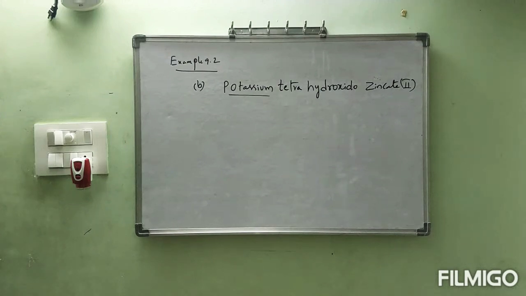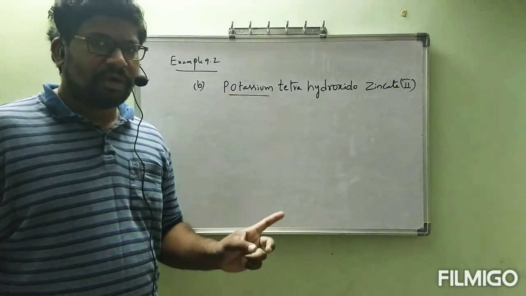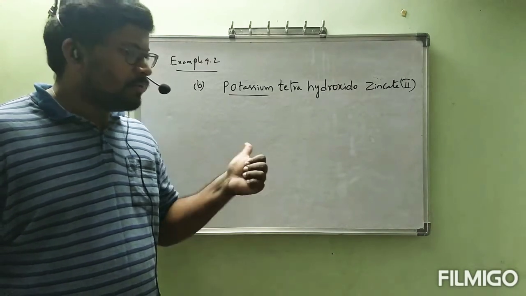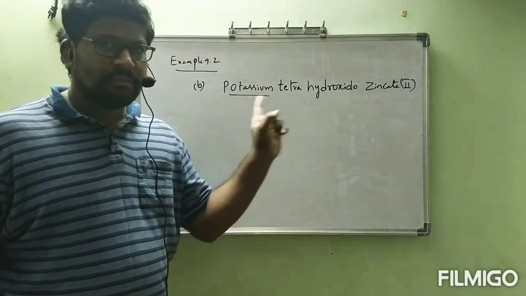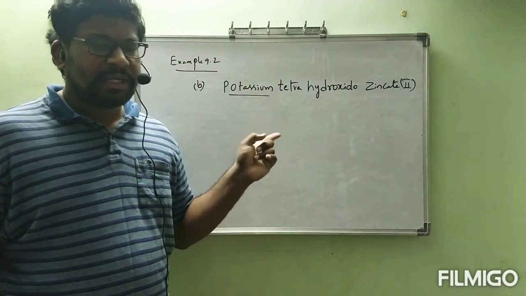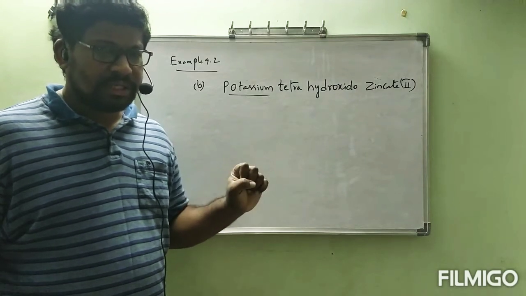Good morning, all of you. In yesterday's class, we have seen example 9.2a, how to write the formula when they gave the name. Now we will continue with some more examples on nomenclature. First, they gave the name here, same as yesterday's example. How to write the formula, we will see now.